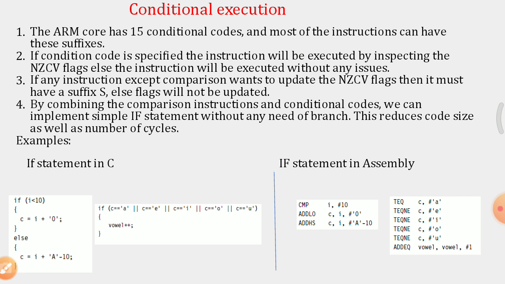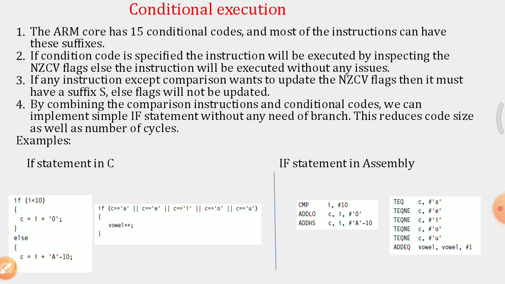If i is not less than 10, then HS, higher or same. HS is the condition higher or same. So if it is higher or same, then add i plus A minus 10 and store the result into the c variable.